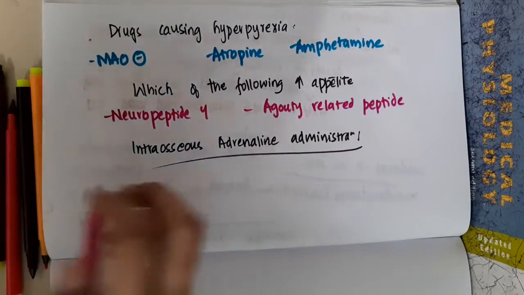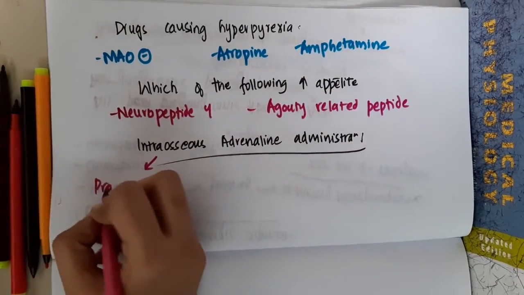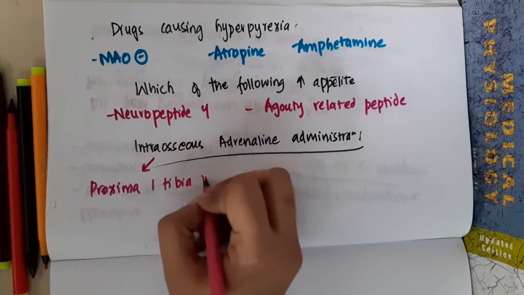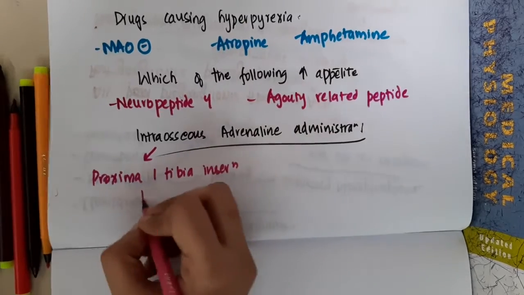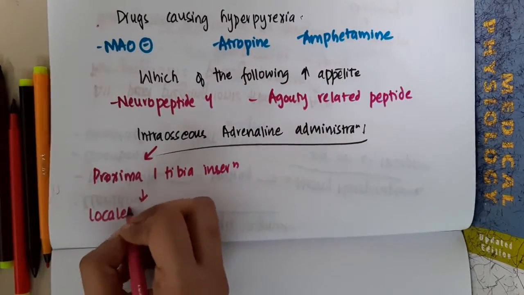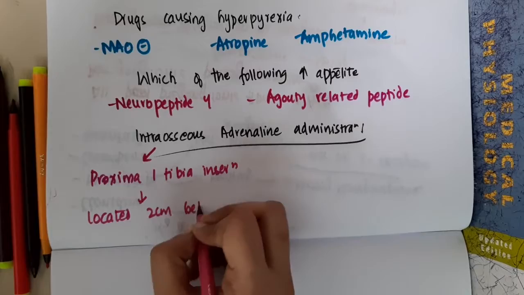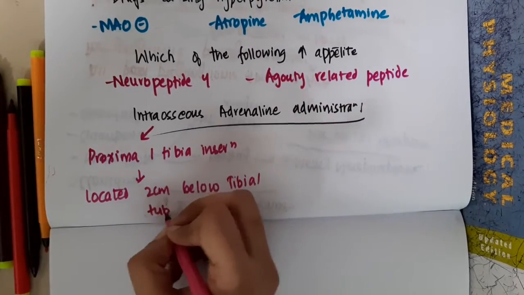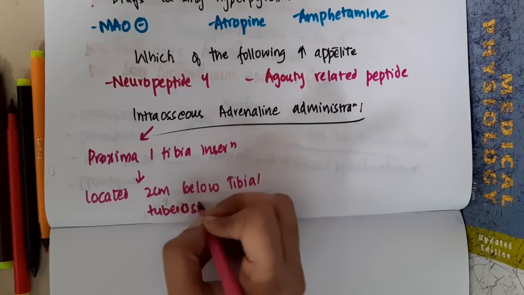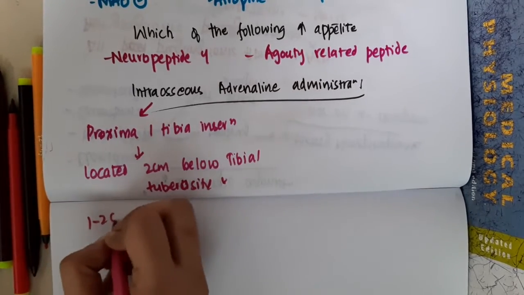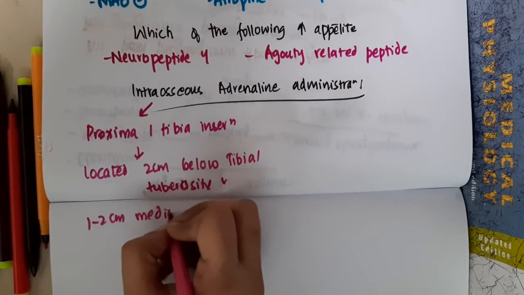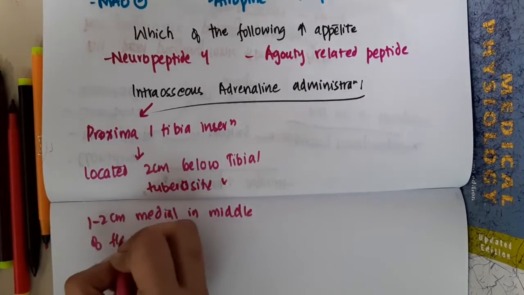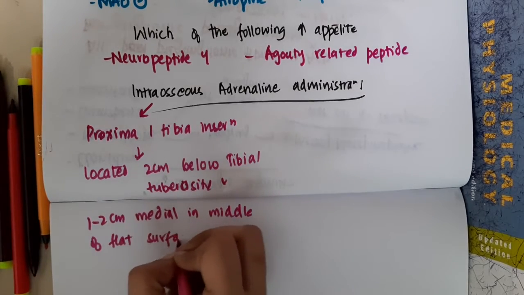Intraosseous adrenaline administration sites include, first, the proximal tibia insertion, that is, it is located around 2 centimeters below the tibial tuberosity, 2 centimeters below the tibial tuberosity, and 1 to 2 centimeters medial in the middle of the flat surface of the bone.